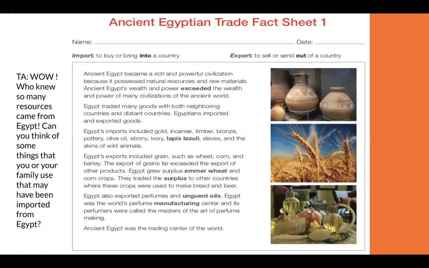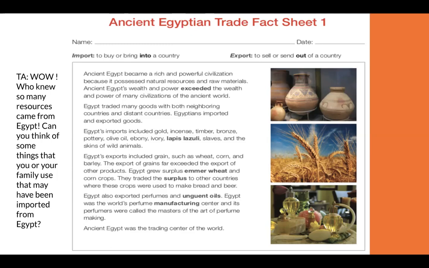So here's an ancient Egyptian trade fact sheet. It says, ancient Egypt became a rich and powerful civilization because it possessed natural resources and raw materials. Those are materials that come straight from the earth. Ancient Egypt's wealth and power exceeded the wealth and power of many civilizations of the ancient world. Egypt traded many goods with both neighboring countries and distant countries. Egyptians imported and exported goods. So they gave goods to other places and they received goods from other places.